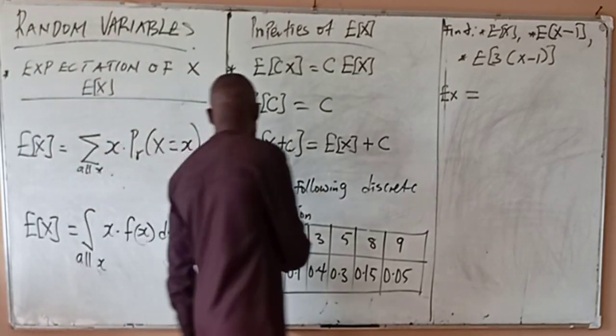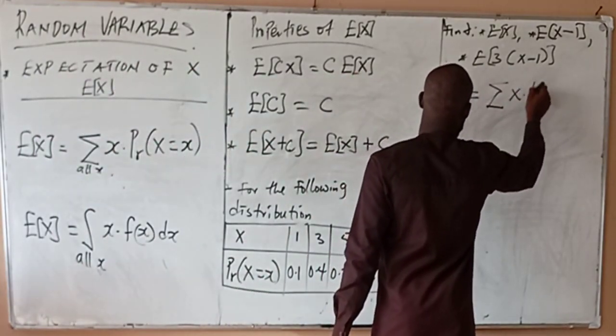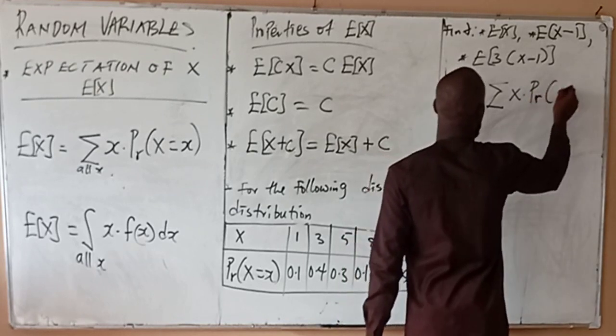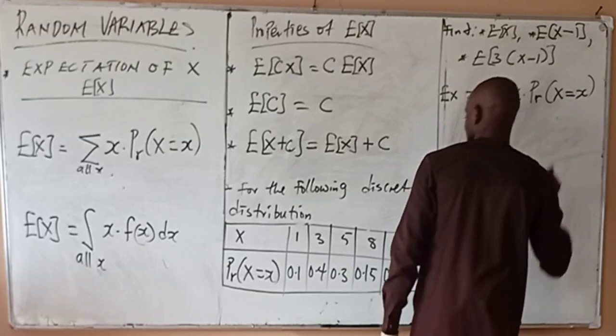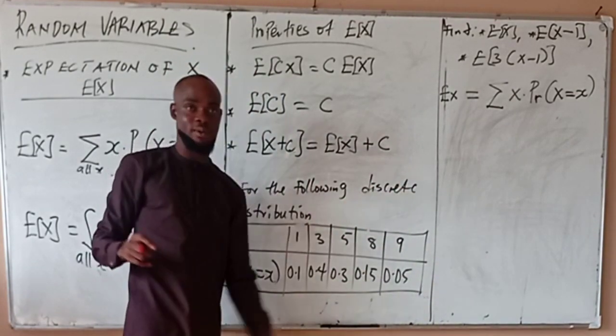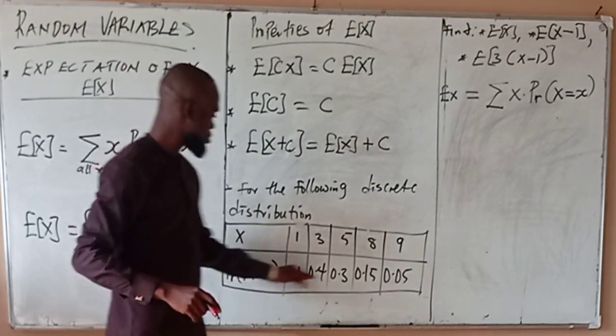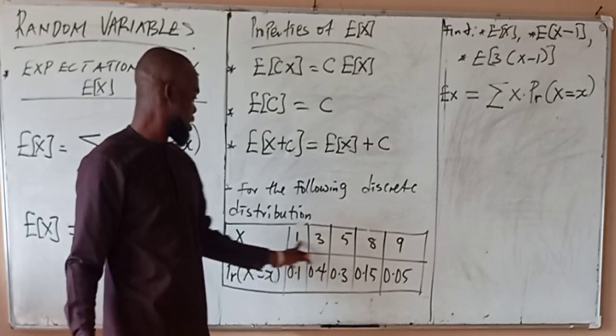Or say the expectation of x for a discrete random variable is equal to the summation of x times what? Probability of what? X equal to x. Like the respective probabilities. So we're going to sum this together, but we're going to multiply x, which is x, not x here.